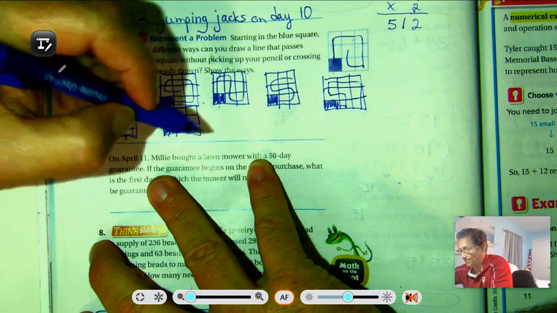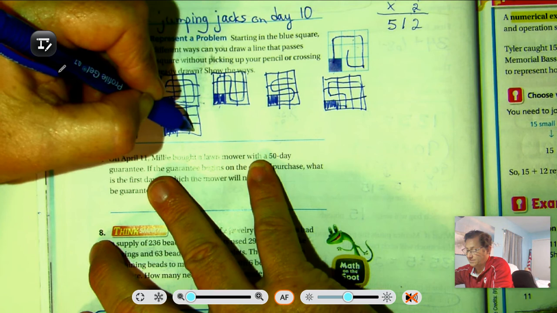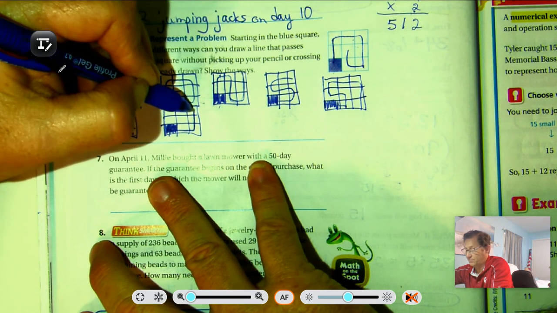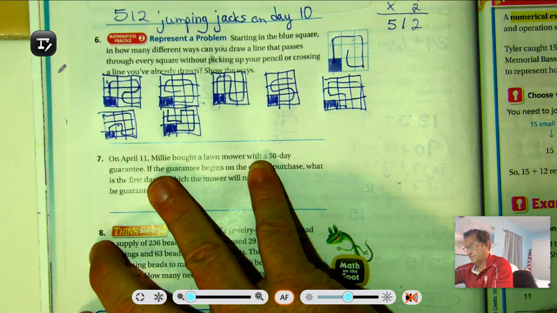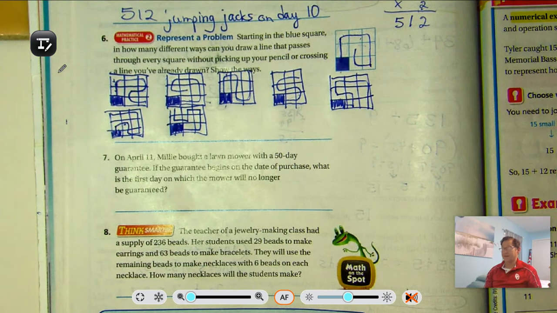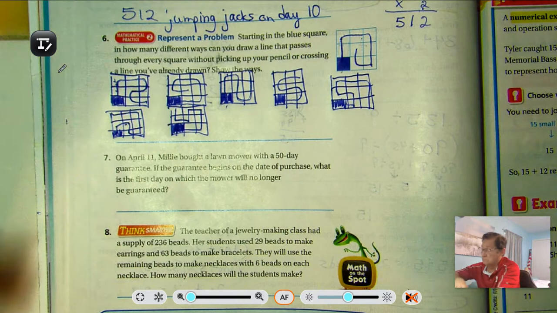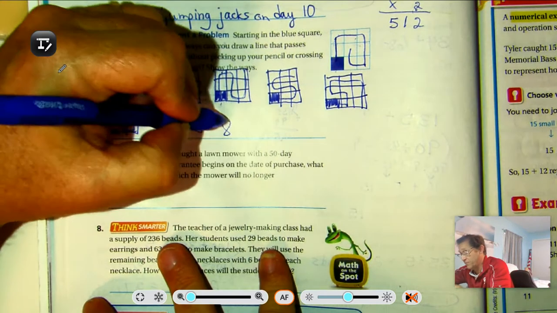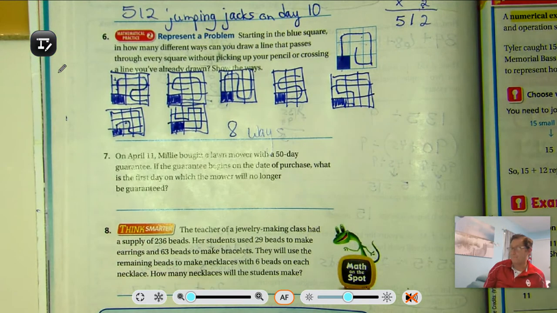Oh no, I did that one. So let's see. This, up, over, down, over, up. Oh yeah, that works. I can't think of any others. So if you can come up with more, good for you. I came up with eight. So 8 ways. All right.